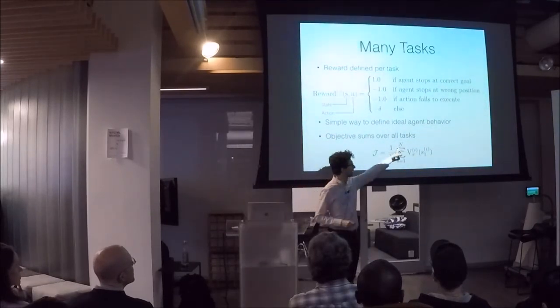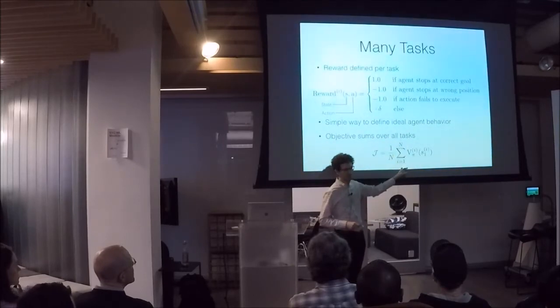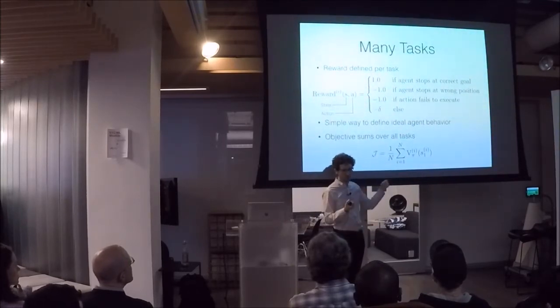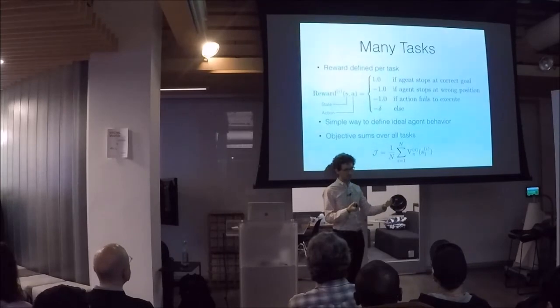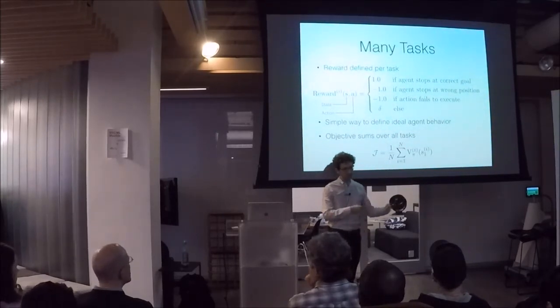N here is the number of instructions you have in your training data. So this is iterating over the tasks in your training data. Each task is an instruction, so with a start state and a goal state. That's your annotation.